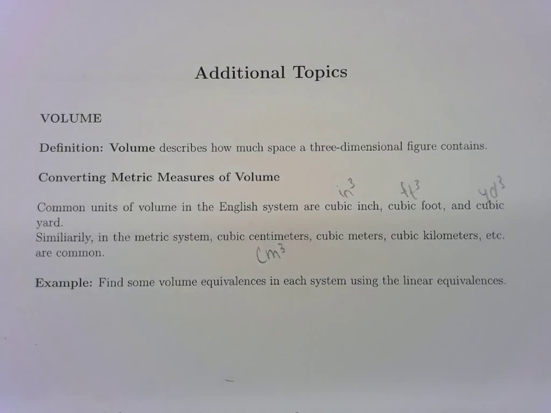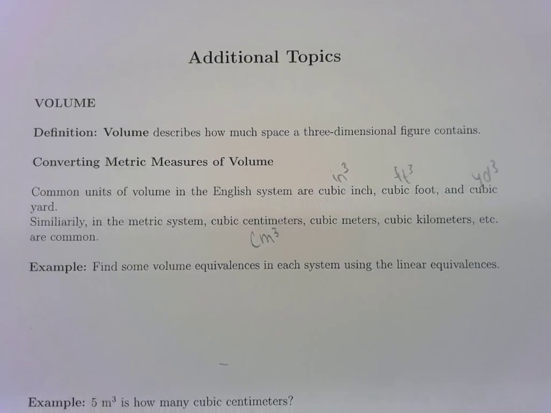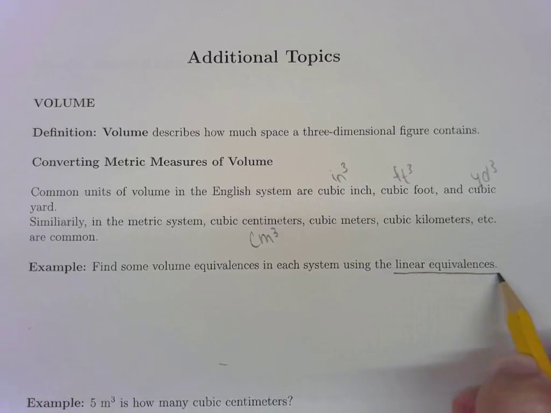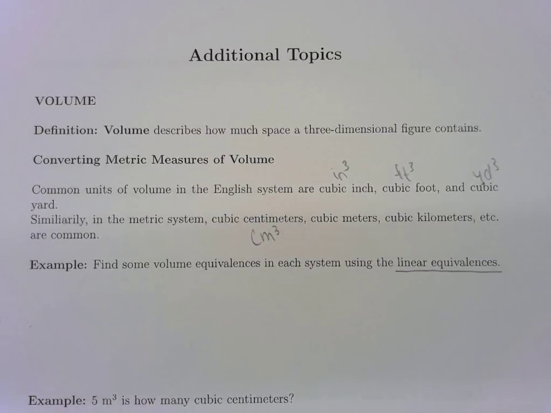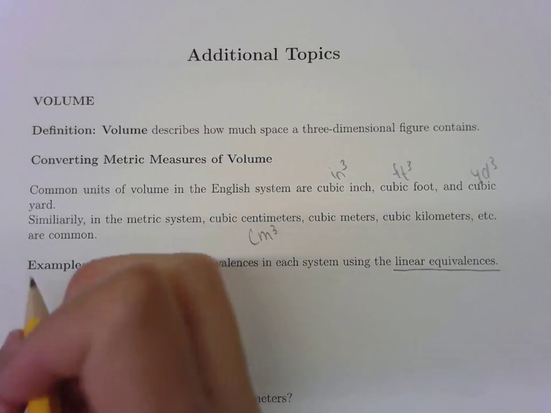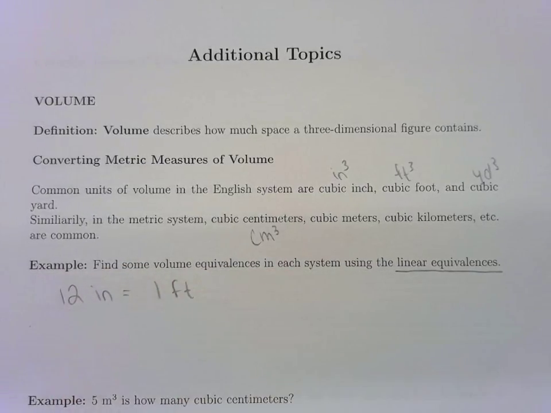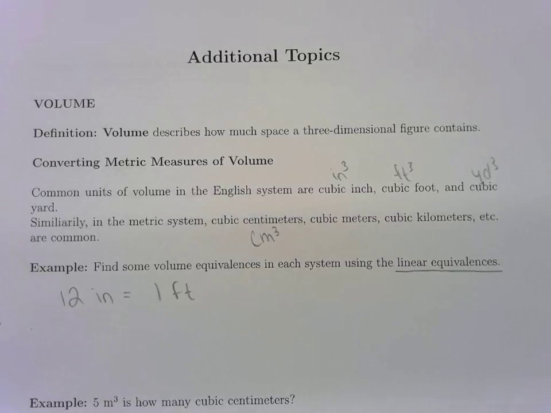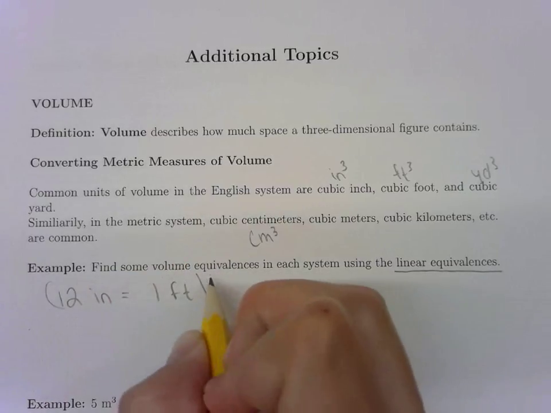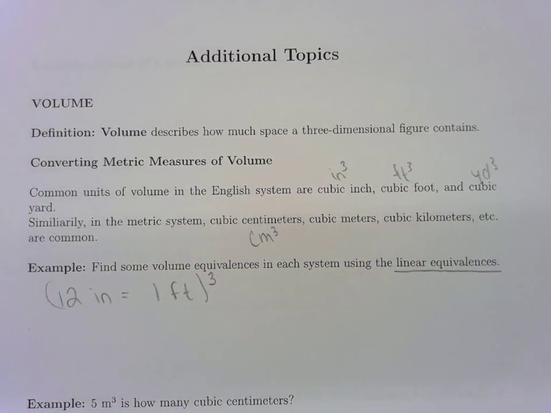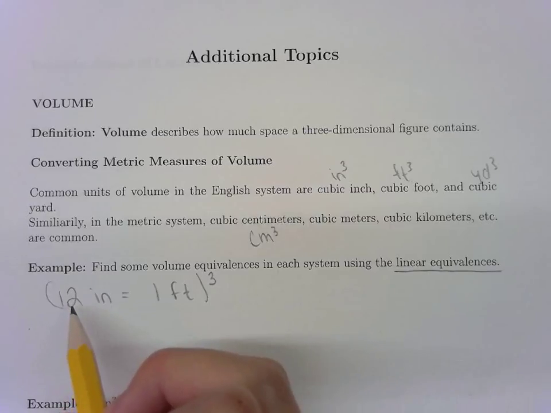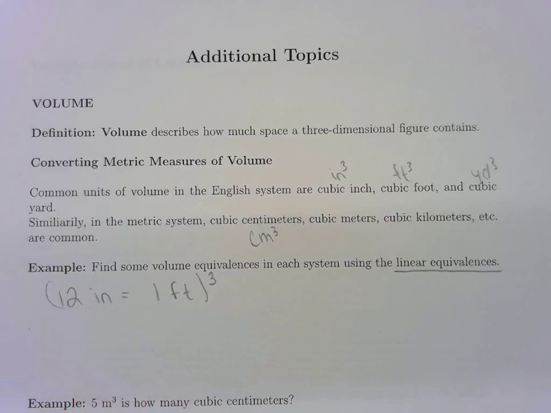Okay, so it says find some equivalences in each system using linear equivalences. Again, we're going to do this just like how we did for area. Linear equivalence, that was just our one-dimensional, and this is what we should have memorized. Let's just look at, again, we know that 12 inches is the same as 1 foot. So there's our linear equivalence that we have memorized. And now we want to change this into units of volume. So what we're going to do is cube everything because every single unit is in cube. Then we want 12 cubed. So that's 12 times 12 times 12.